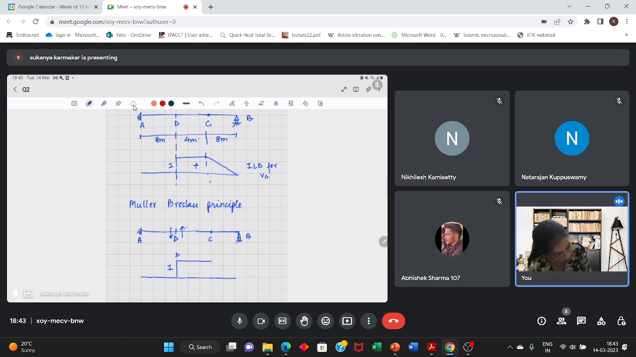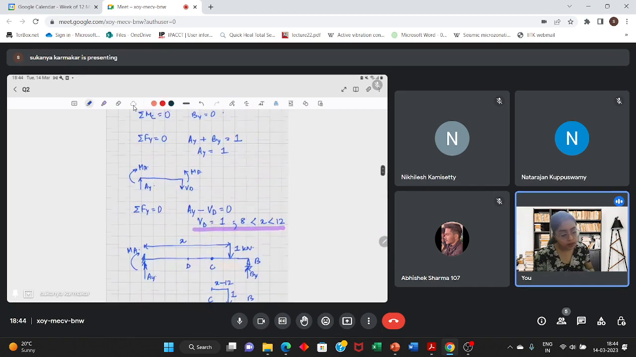So this becomes D, this is C, and this point is pinned. So the motion will be restrained at this point. So this is positive. So using the Mueller-Breslau principle also, we will arrive at the same answer. Okay. So this is done.